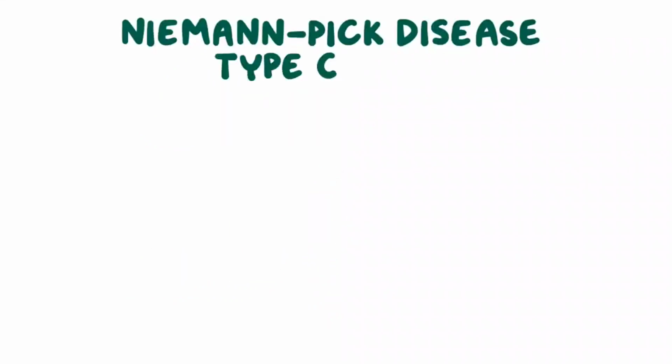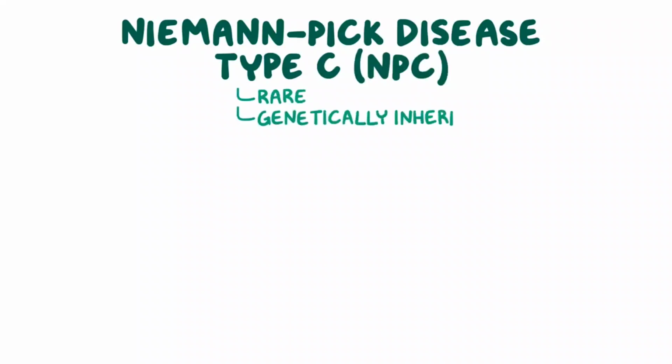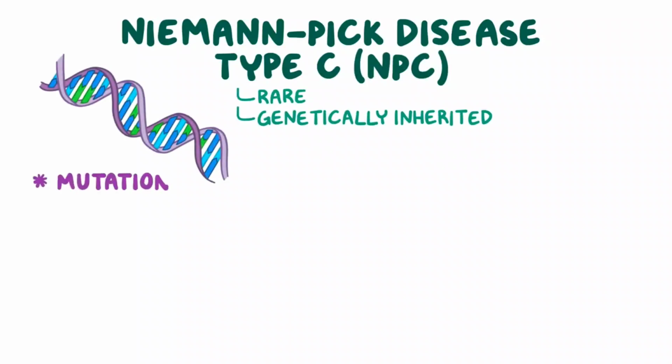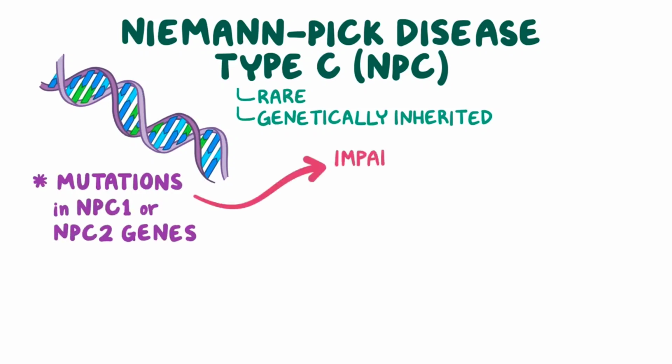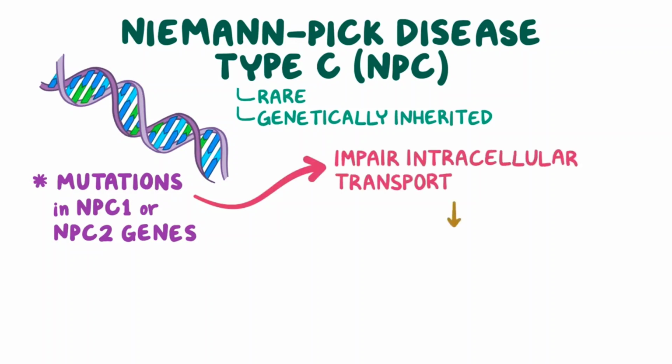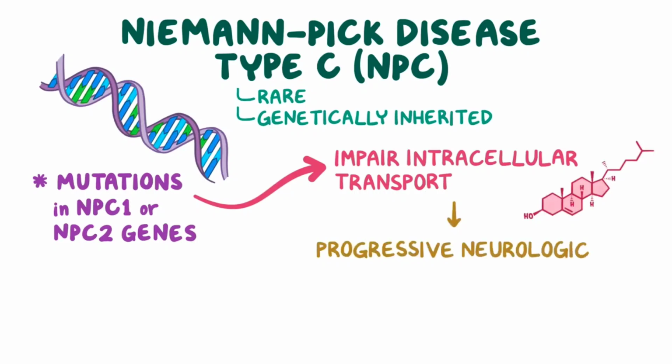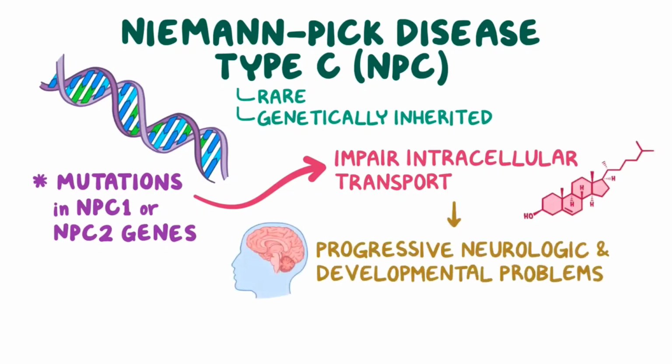Niemann-Pick disease type C, or NPC, is a rare, genetically inherited condition caused by mutations in either the NPC1 or NPC2 genes. These mutations impair intracellular transport of cholesterol and other molecules, which causes progressive neurologic and developmental problems.